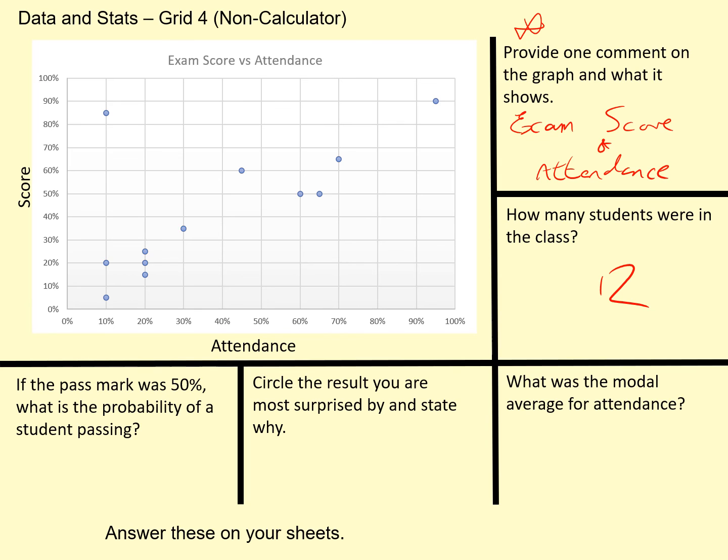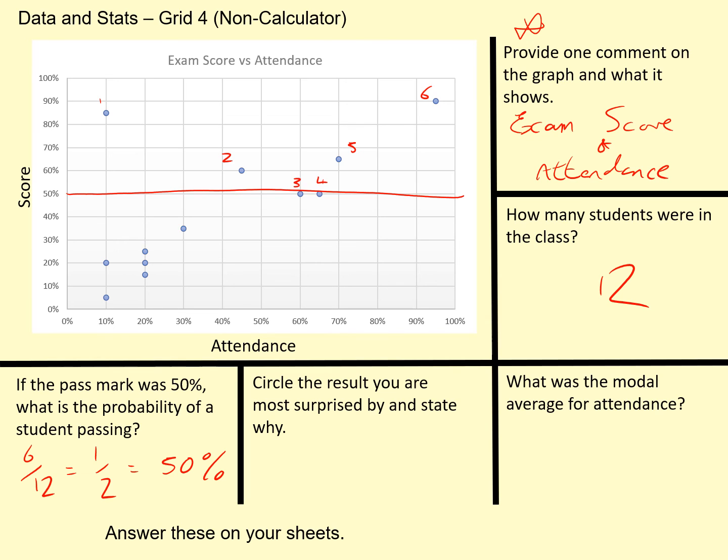Next up it says if the pass mark was 50%, what is the probability of a student passing? So the pass mark is this line here. So anything that is on or above that line is a pass. So that's 1, 2, 3, 4, 5, 6 out of a possible 12. So there's a probability that 6 out of 12, which simplifies down to a half. So you can say it's a 50-50 chance of passing, or 50%.